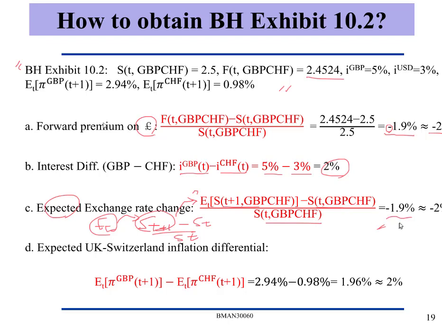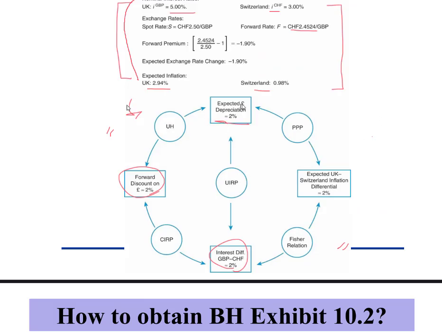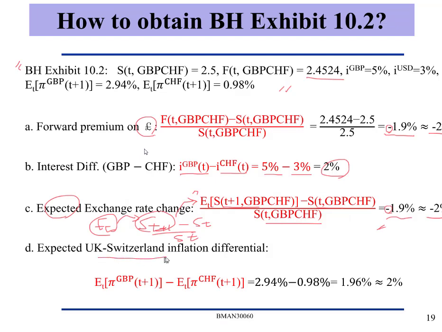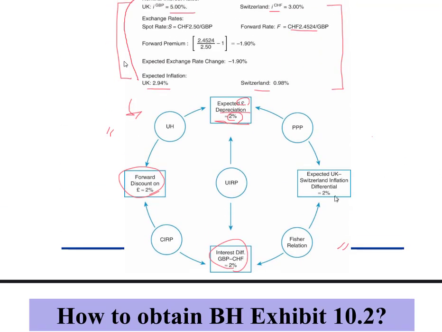So this number is already given, minus 1.9%. What is the meaning of the negative sign here? This means the currency in the denominator, pound, is expected to depreciate by approximately 2%. So that is what we have here. Expected pound depreciation by 2%. Last term, expected UK Switzerland inflation differential, just the difference in expected inflation for pound and expected inflation for Swiss franc. These numbers are given, 1.96%, approximately 2%. That is the number we have here. So we just figure out these four based on this information.